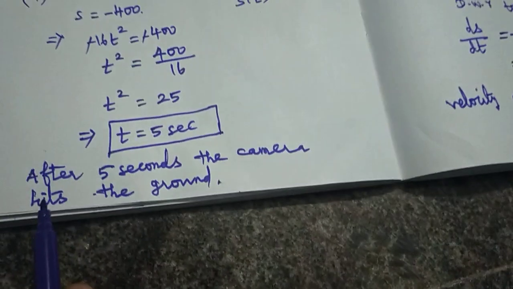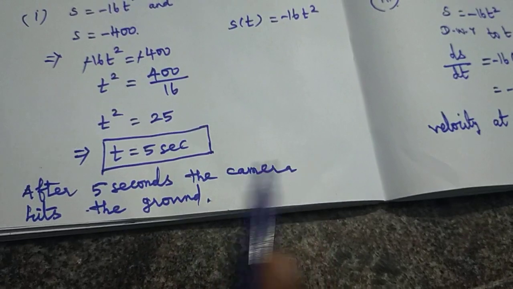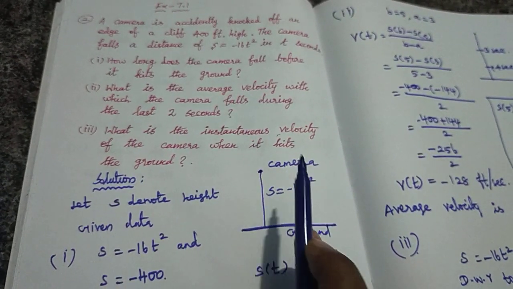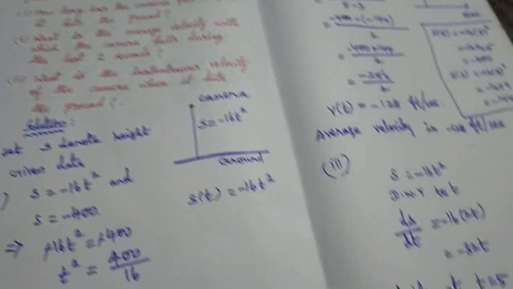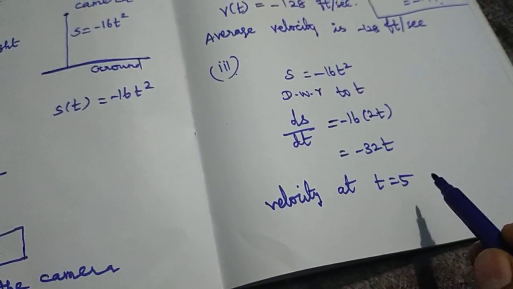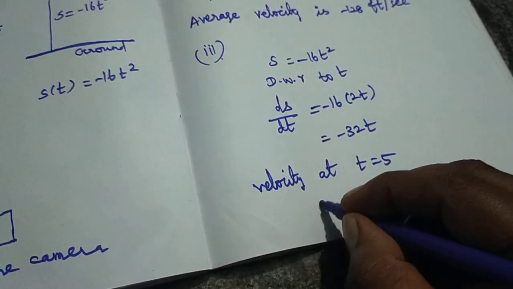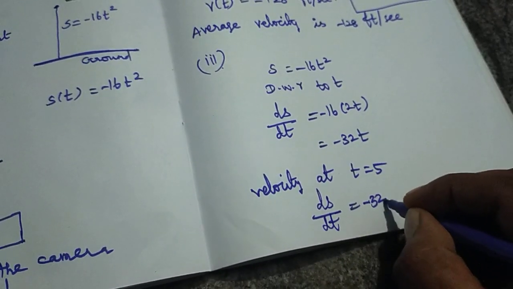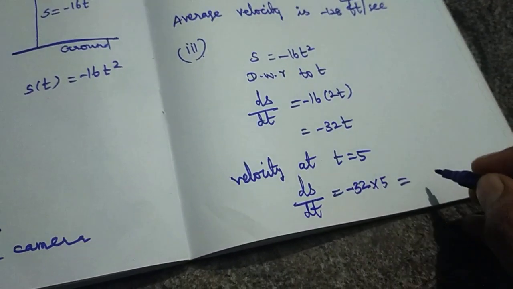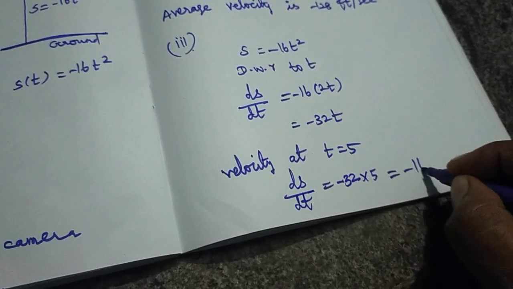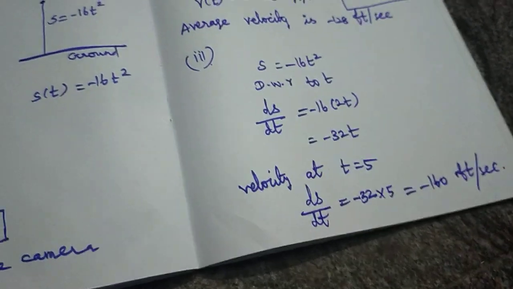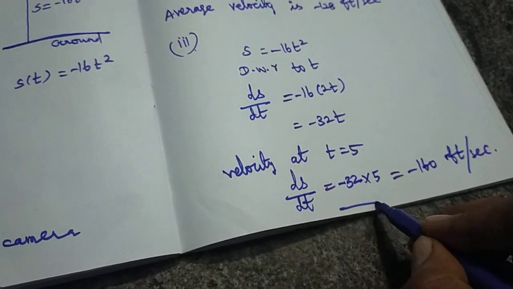First one, what is that? After 5 seconds, the camera hits the ground. The third one, we are calculating velocity when it hits the ground. The camera takes 5 seconds to reach the ground, isn't it, children? So we put t = 5. Therefore, ds/dt = -32 into 5. Multiplying, we get -160 feet per second. So this is the answer.